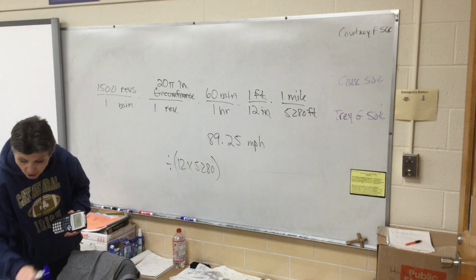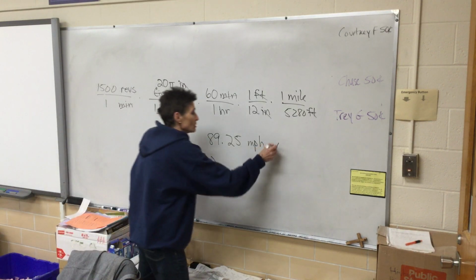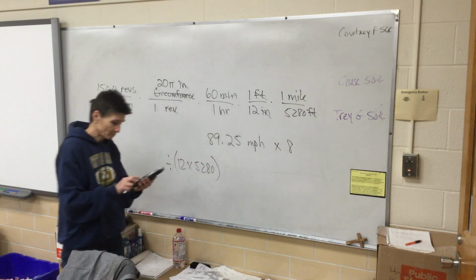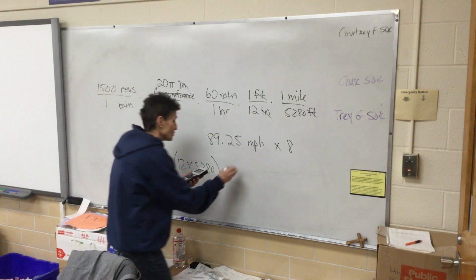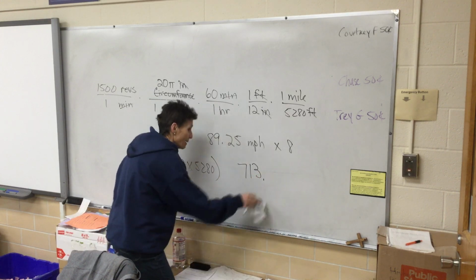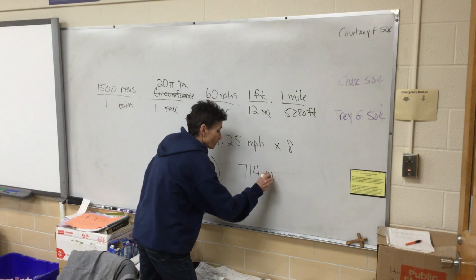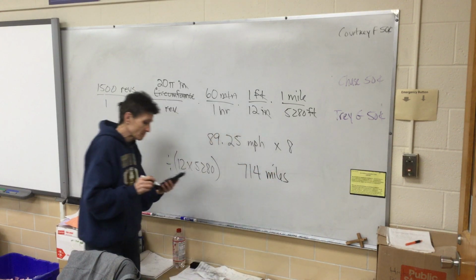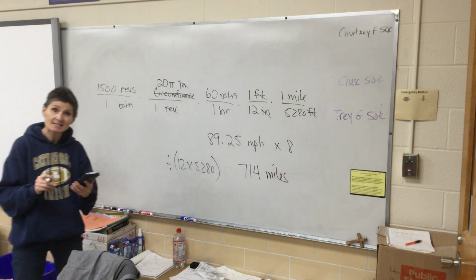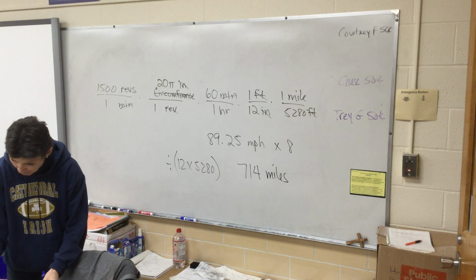But I wanted to know how far it will go in 8 hours. So I'll need to multiply this by 8. And the answer is he's going to go about 714 miles. It came out to be 713.998. So I'm going to go ahead and make that just 714 miles.